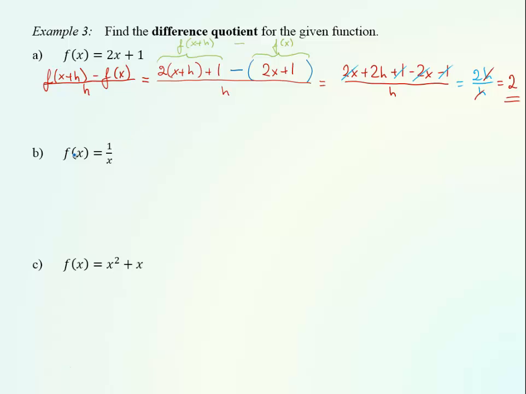Now let's try this function. So the difference quotient, again, start with writing the formula so you remember better. That's what we need to calculate.